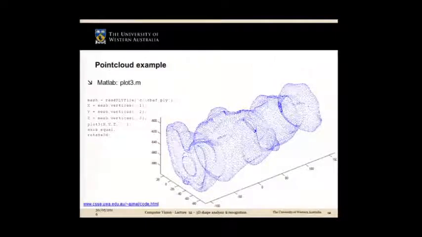So you read the file, and it gives you a mesh. The mesh is basically a structure, so you have information about the triangles of the mesh, and information about the vertices, where a vertex is a 3D point. And then you have information about the surface normals as well. You extract the x, y, and z values from the mesh using the vertices, and plot3 is the command that we use to plot the 3D point cloud. Axis equal just equalizes all the axes, and rotate3d helps you rotate the images.